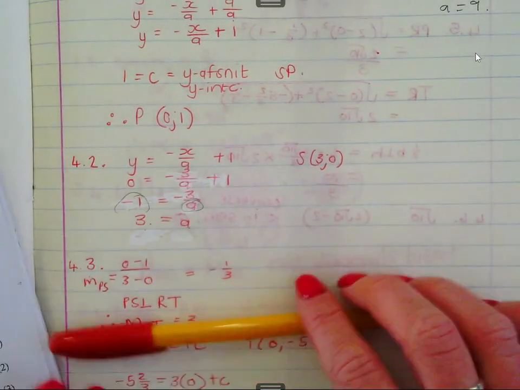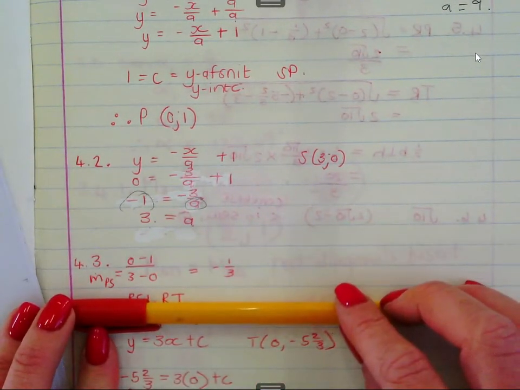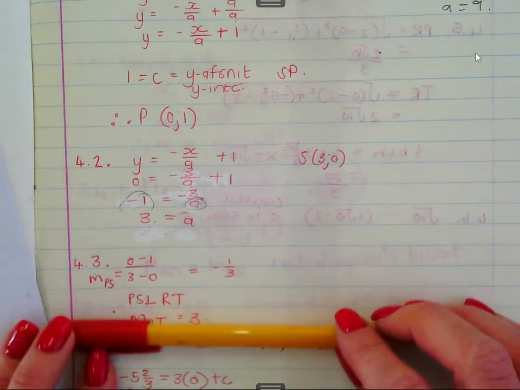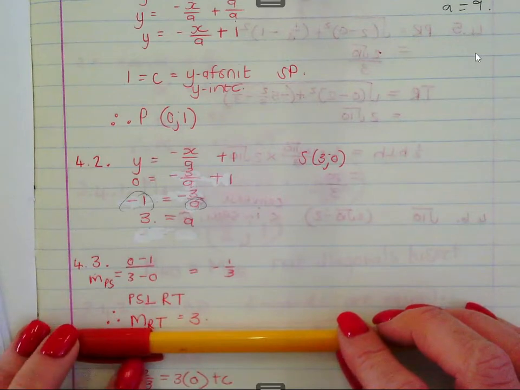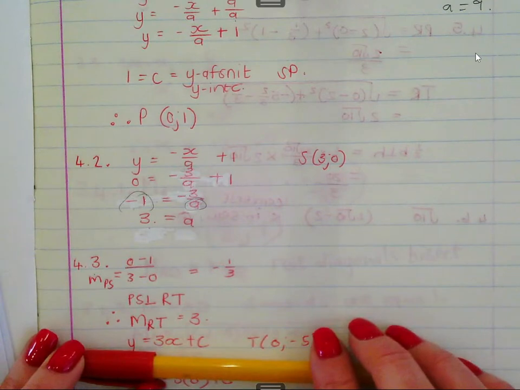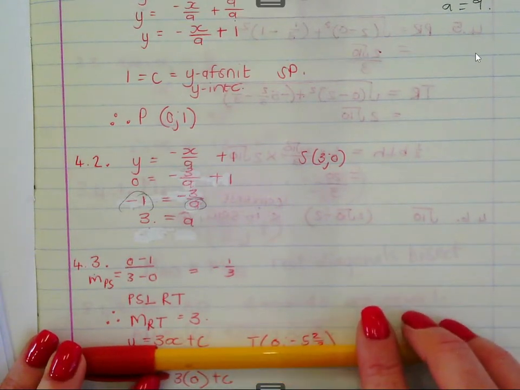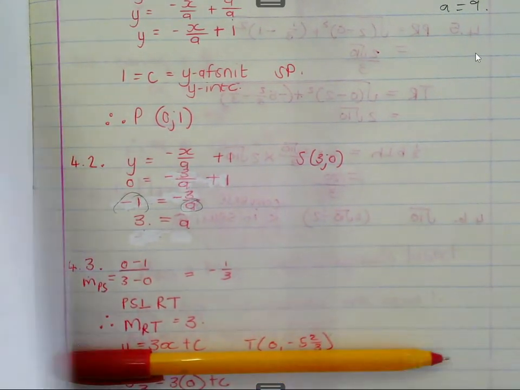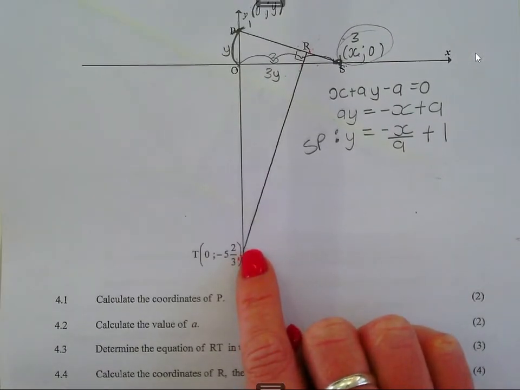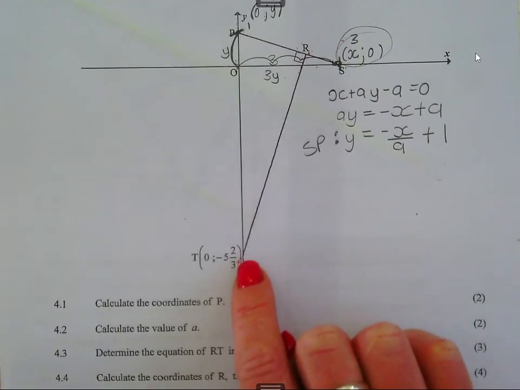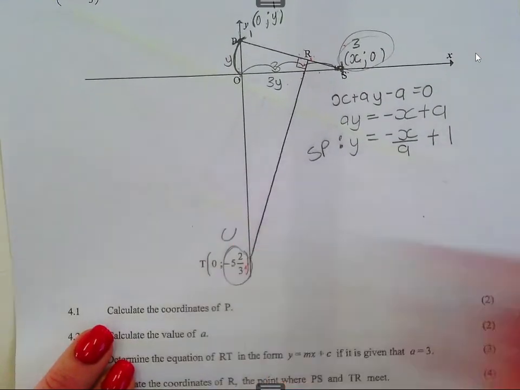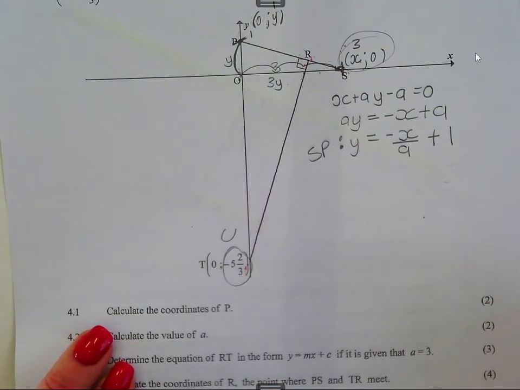Okay, so I calculated the gradient of PS. It gave me negative a third. Now I say because PS is perpendicular to RT, I just swap it around with a negative, so I know the gradient of RT is 3. Now, if you were sharp, you might have seen that that is the y-intercept. Do you see it's the y-intercept of the line? That means this is C. Do you all see it?